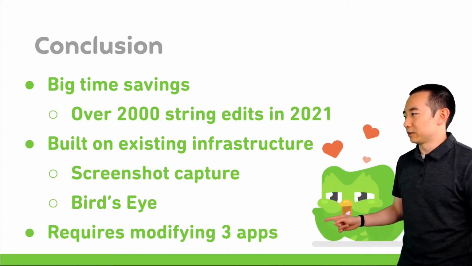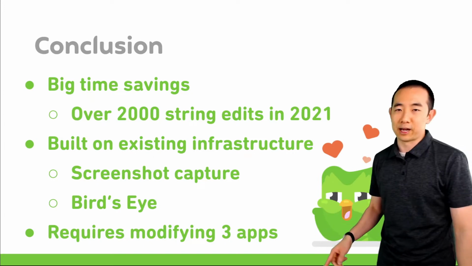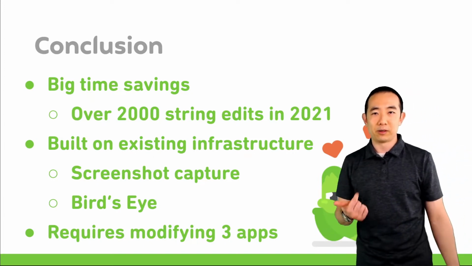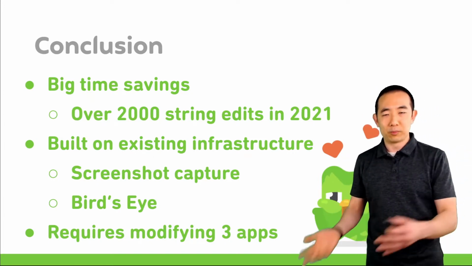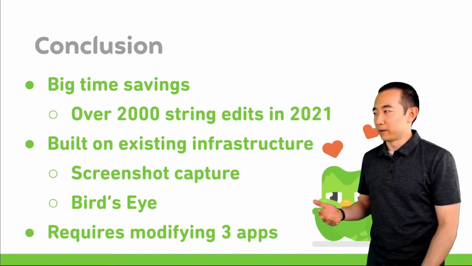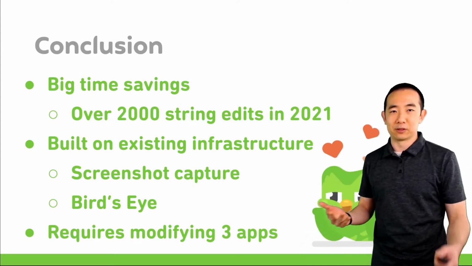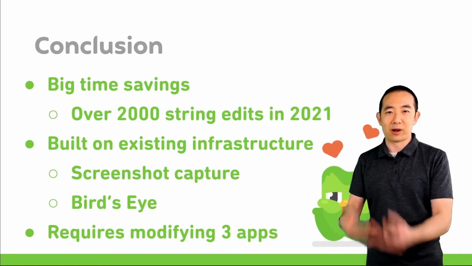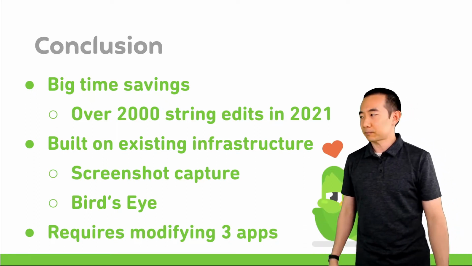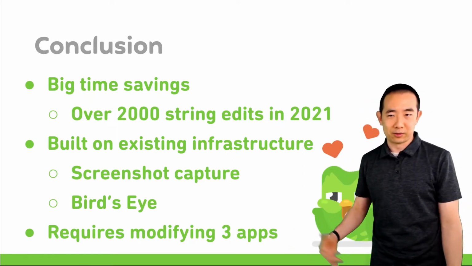Now, the one downside is that this requires modifying three apps. Each app, web, Android, and iOS, has their own code base and has their own development team. So it's expensive to have to modify the apps because then we have to talk with each team and figure out how this change can be done. This is a lesson that we learned that we will apply to the other projects.